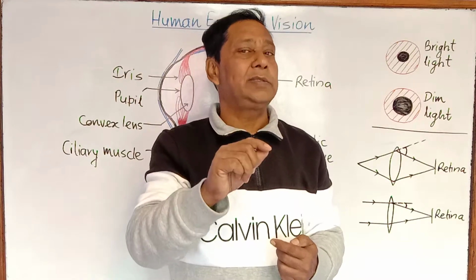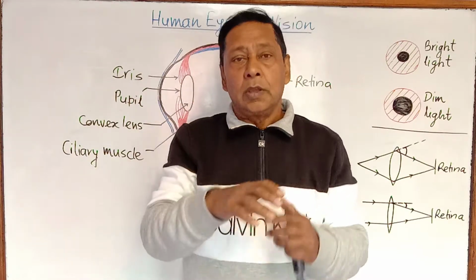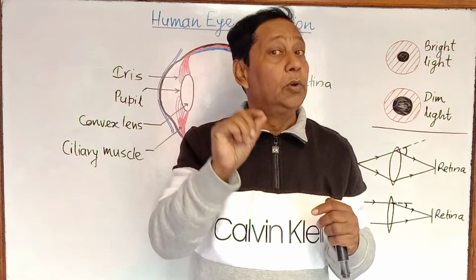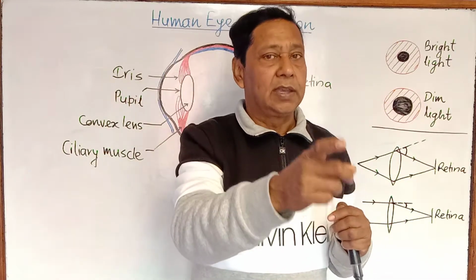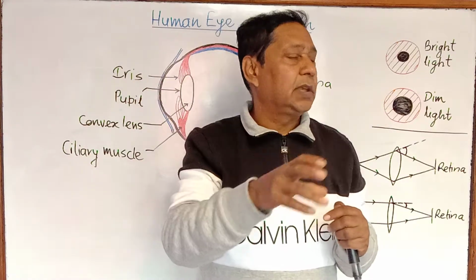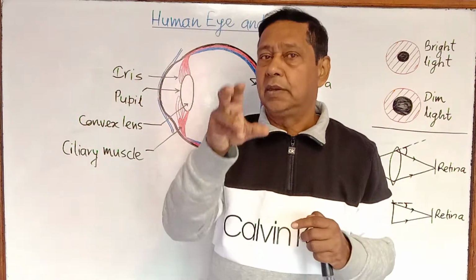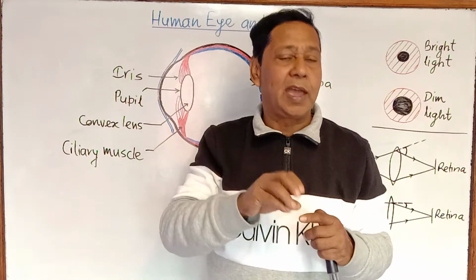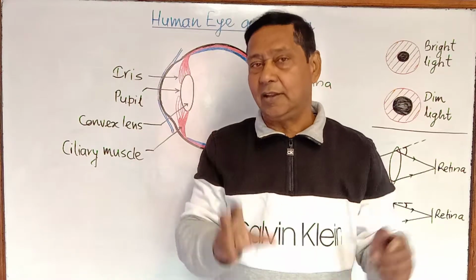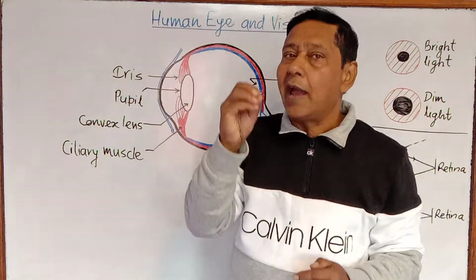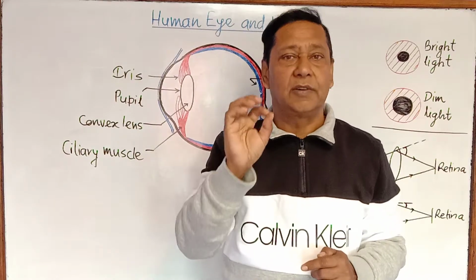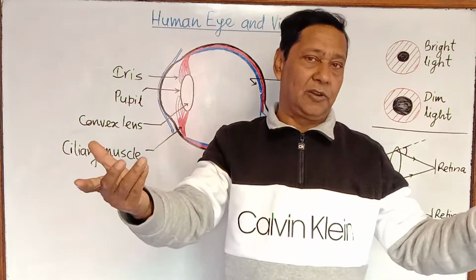One, it determines the color of the eye. In some cases, the color of iris is blue, and we'll say that his eye or her eye is blue. In some cases, a person might have a green iris, and we'll say that his eye or her eye is green. But actually, the color of the eye is determined by the color of the iris. This is one of the important functions of iris. It determines the color of the eye.